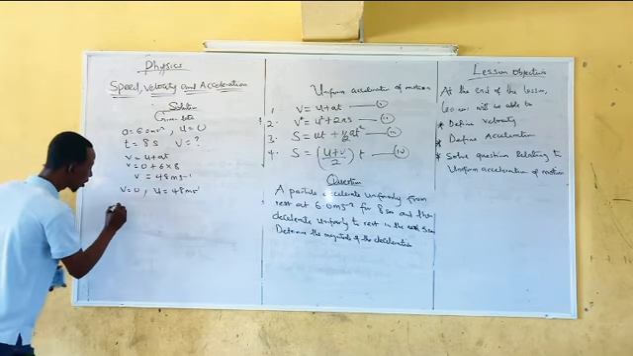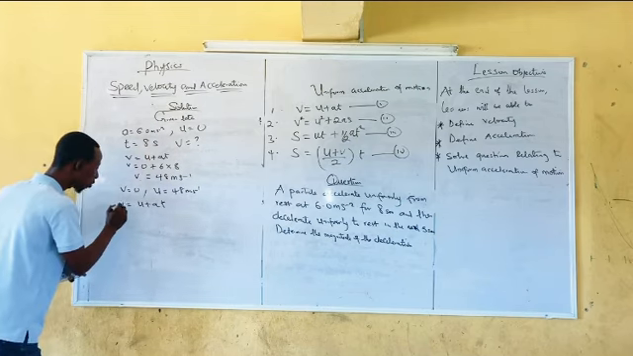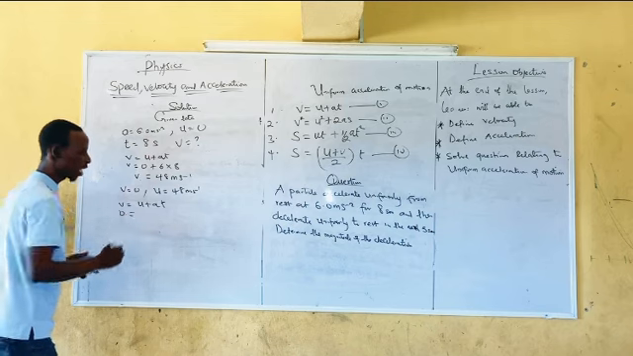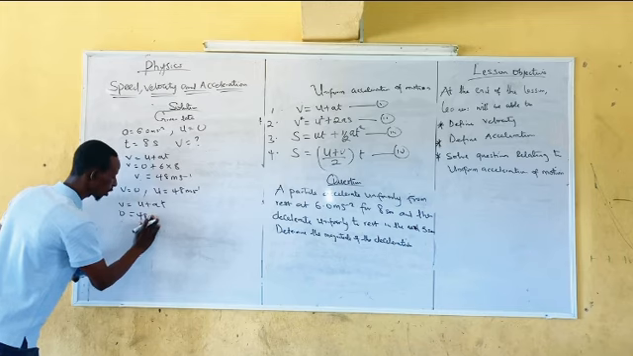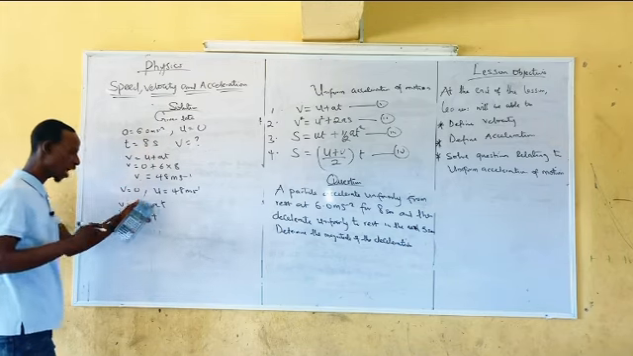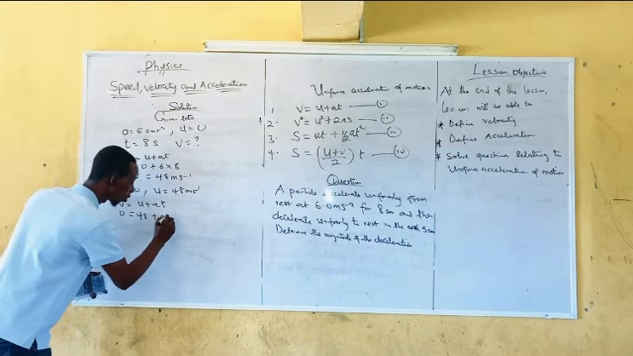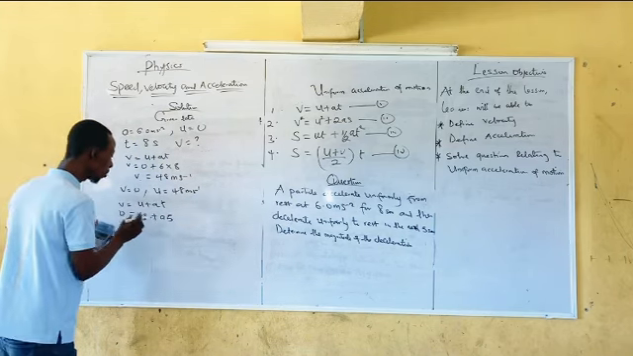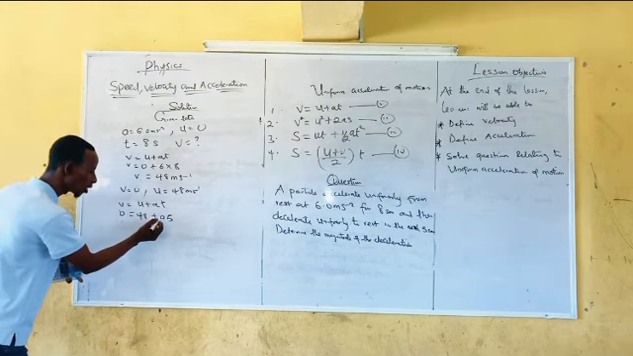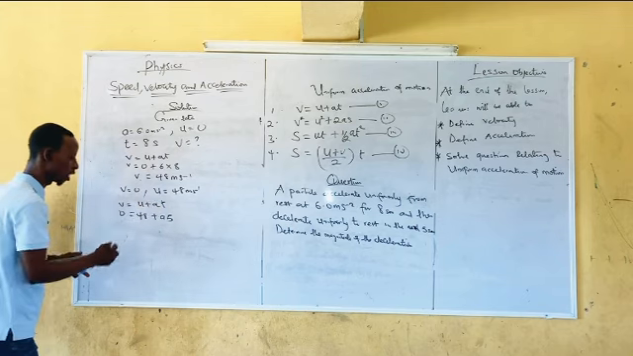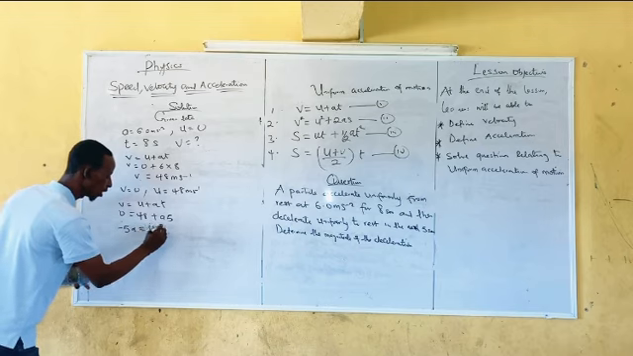So the same formula, v is equal to u plus at. Our v is 0 and the initial velocity is 48 meters per second, plus the acceleration we have to look for and the time it takes to decelerate, which is 5. Then make a the subject of the formula. When this plus 5a crosses to the other side, it becomes minus 5a is equal to 48.